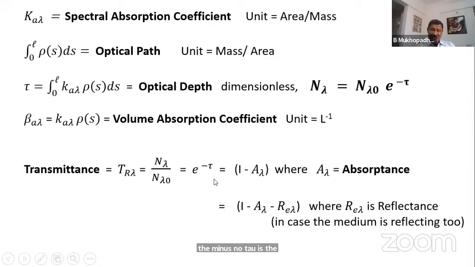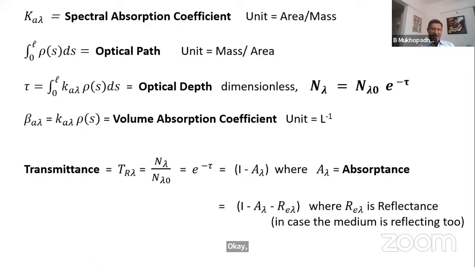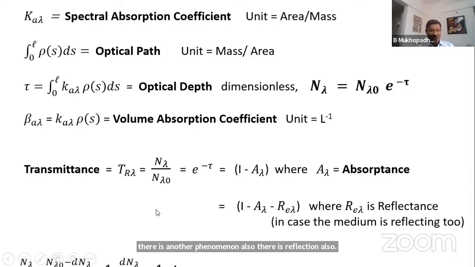And this transmittance is equal to 1 minus absorptance. Now, we have used this earlier also when we were doing radiation budget considerations and greenhouse effect. You remember in the atmosphere, when we treated it as a gray body, we used this. So transmittance and absorptance, they add up to give the original energy, that is one. So transmittance is what is not being absorbed, or absorptance is what is not being transmitted. Now, there is another phenomenon also. There is reflection also. We have to take that into account also.